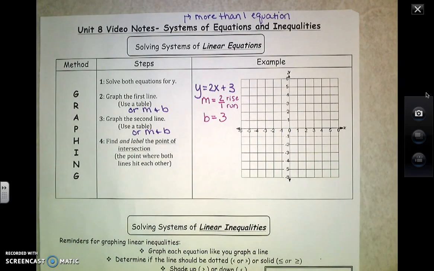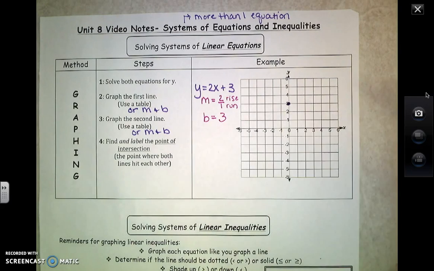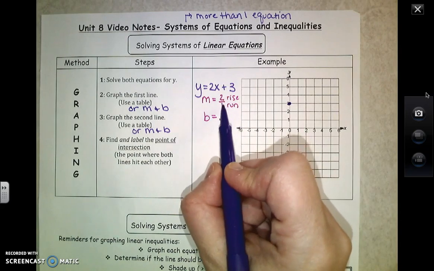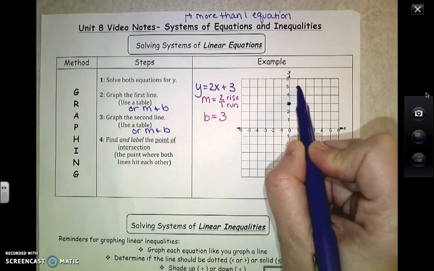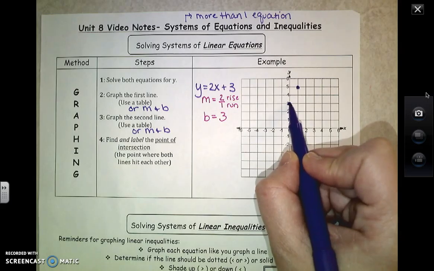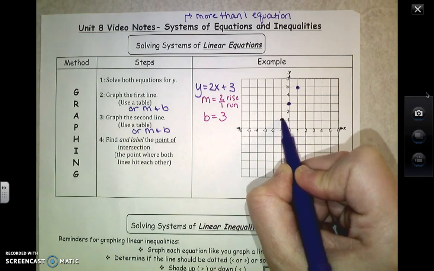We always begin at b. So we're going to plot 3 on the y-axis, and then we're going to use the slope to rise and run to get more points. We're going to rise 2, run 1 from this point. Rise 2, run 1. Now I don't have room to do that again, so I'm going to reverse it. I'm going to go back to my original point, go down 2, and since I'm reversing it, I have to go left 1.